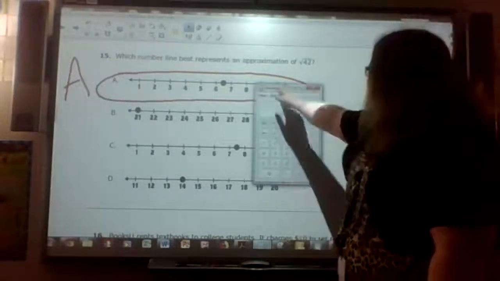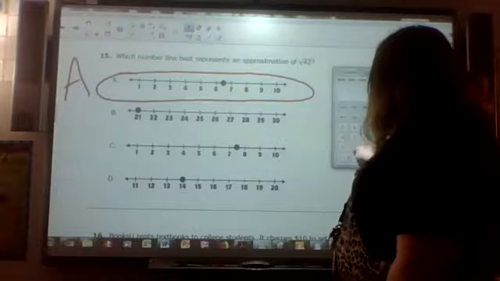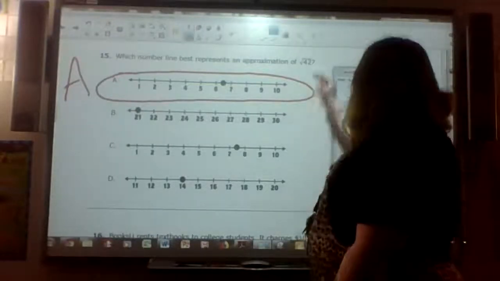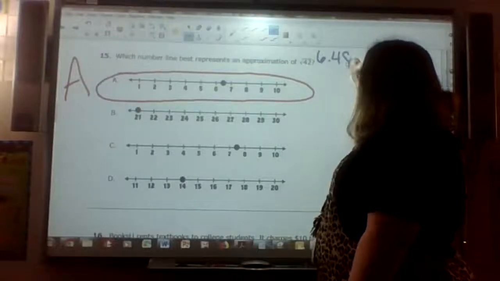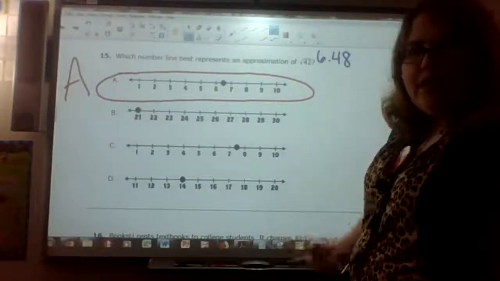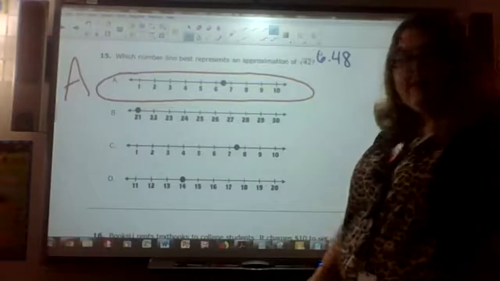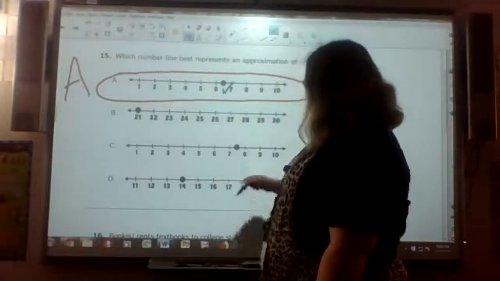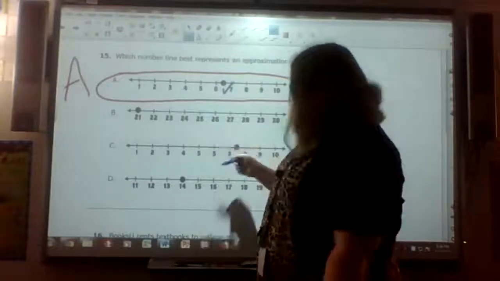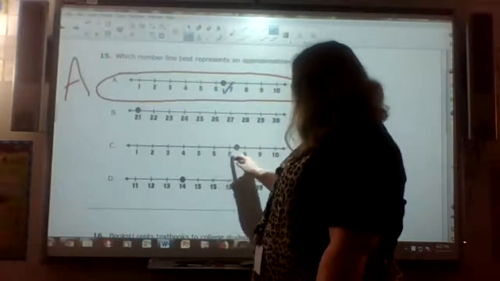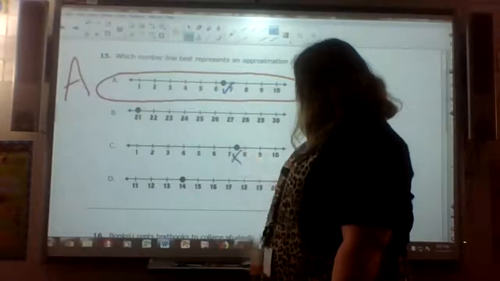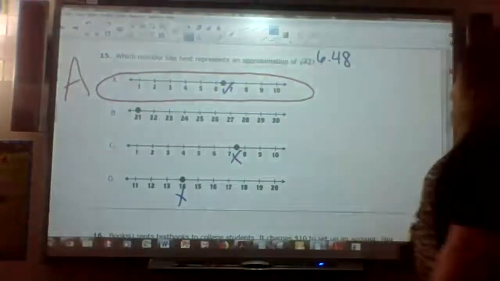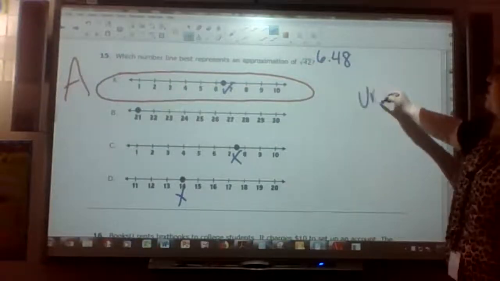So that means you go to your calculator, type in 42, do the square root, and the square root is 6.48. Find the number line that shows it between 6 and 7. Okay, so this is between 6 and 7. Check. Nope. This is 6 and 7. It's not 7 and 8. And it's not 14, so the answer was A. And this is in Unit 1.